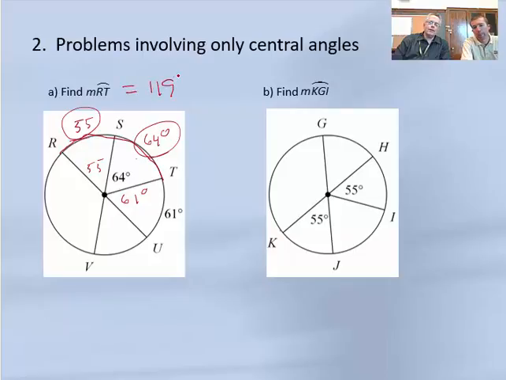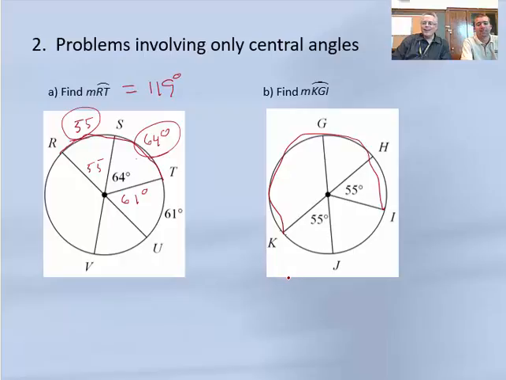I like circles. This is going to be okay. Yeah, circles are easy. All right, KGI has three letters. That means it's probably a major arc. A major arc is more than 180 degrees. So KGI would be all of that.